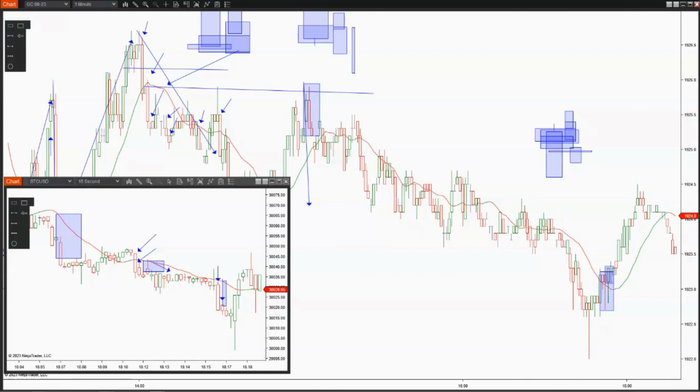And again, on both charts, I didn't cherry pick anything per se. I just put it in frame and just went at it and tried to show it to you here in real time with this 15-second Bitcoin here.